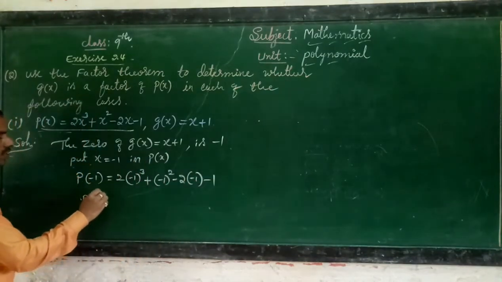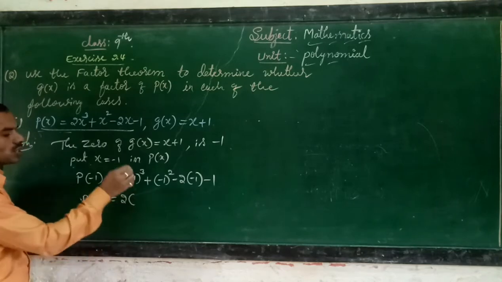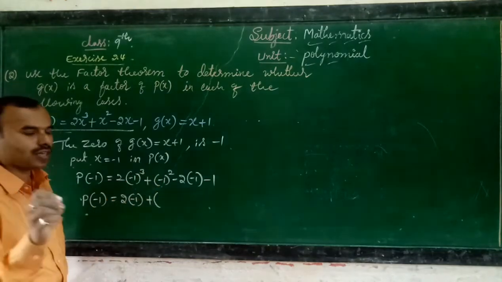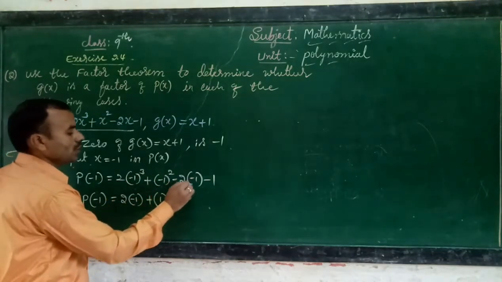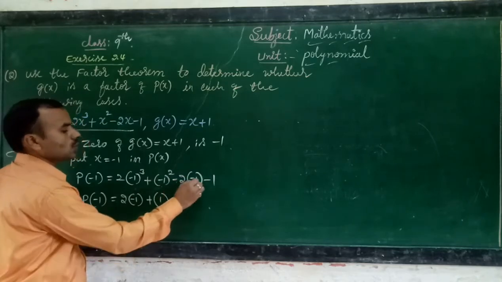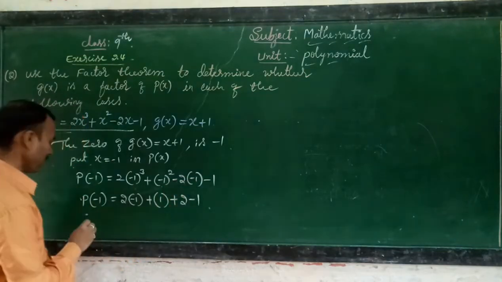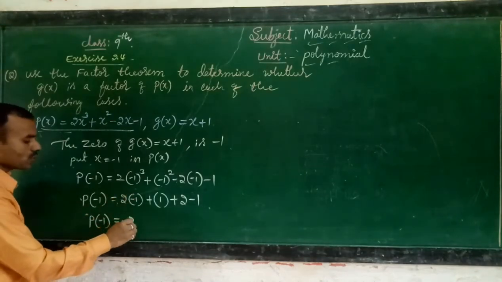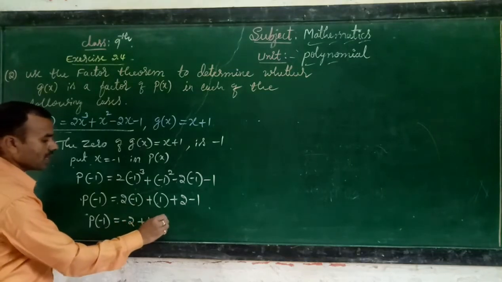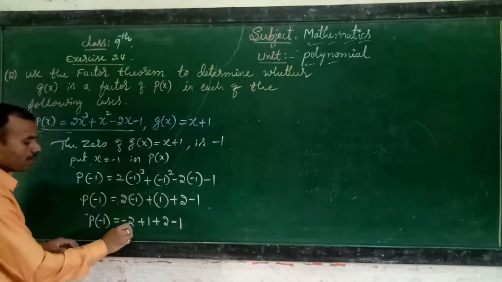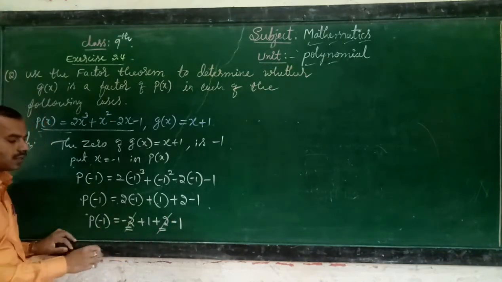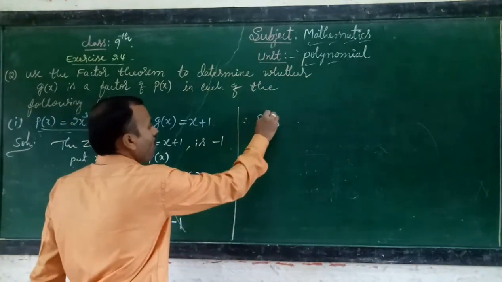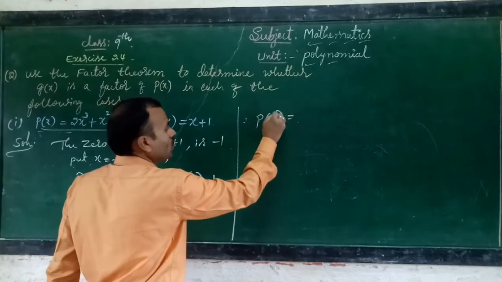P of minus 1 equals 2 into minus 1 whole cube, it is minus 1, plus of minus 1 whole square, which is 1, minus 2 into minus 1, minus into minus plus, 2 ones are 2, minus 1. P of minus 1 is equal to plus 2 into minus 1, minus 2, plus 1, plus 2, minus 1. Here minus 2 and plus 2 get cancelled. Plus 1 and minus 1 get cancelled. So P of minus 1 is equal to 0.